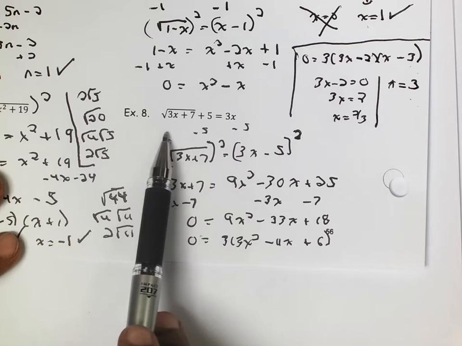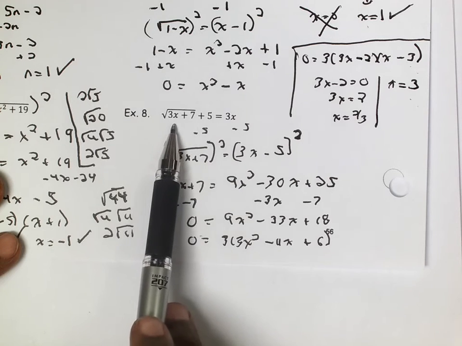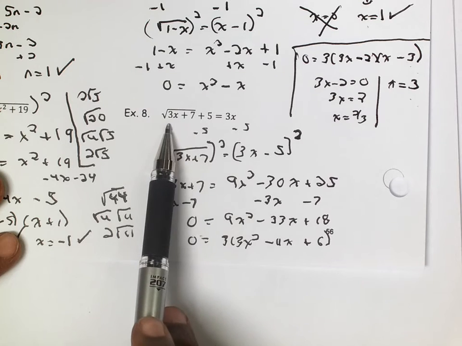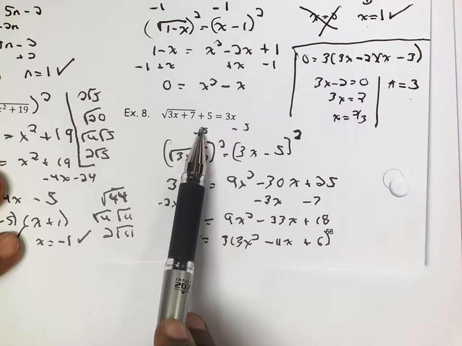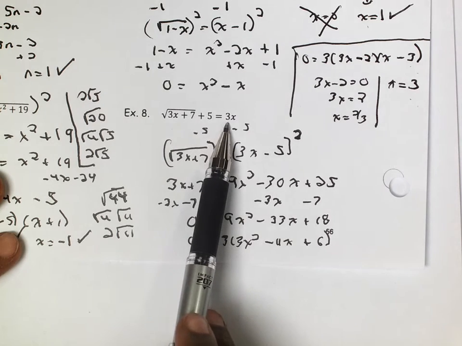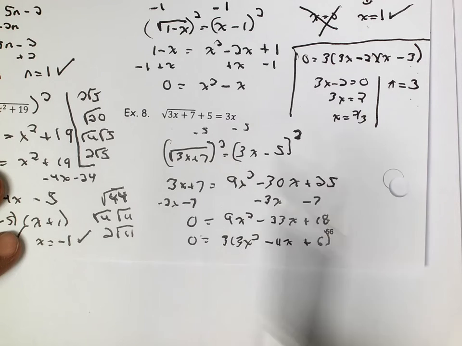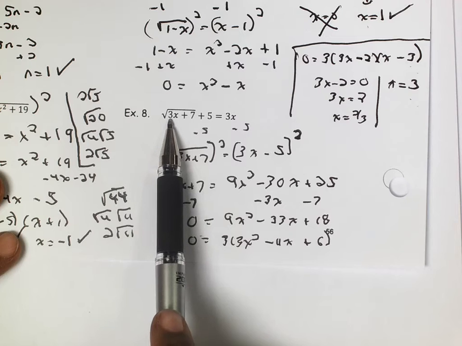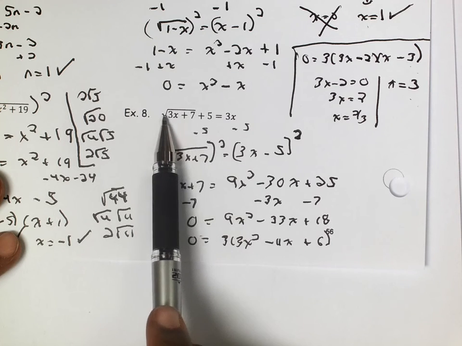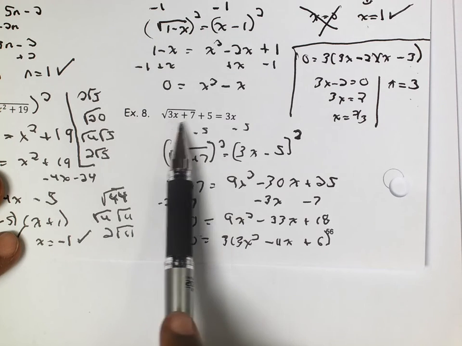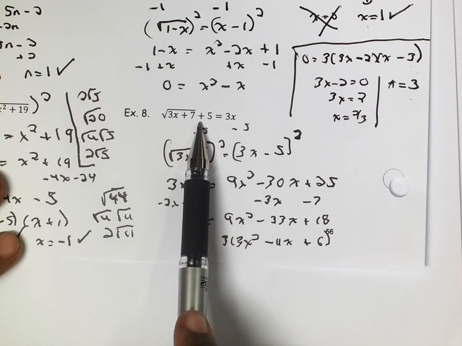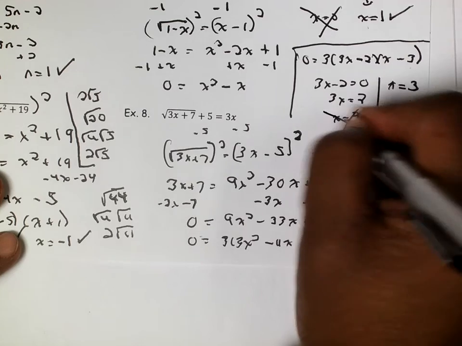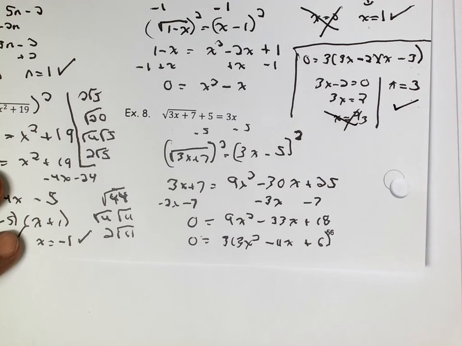When I plug in 2/3 here, I get 3 times 2/3, which is 2, plus 7 is 9. Square root of 9 is 3. 3 plus 5 is 8. When I plug in 2/3 here, I get 2. That doesn't work. When I plug in 3, I get 3 times 3 is 9, plus 7 is 16. Square root of 16 is 4. 4 plus 5 is 9. And when I plug in 3 over here, I get 9. So 2/3 did not work, but 3 does.